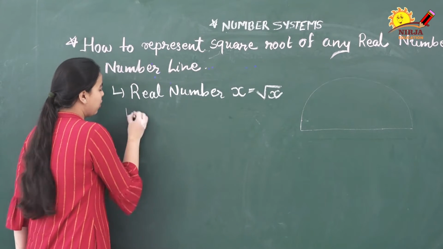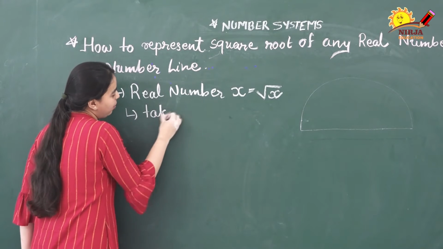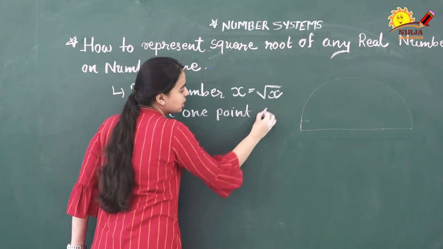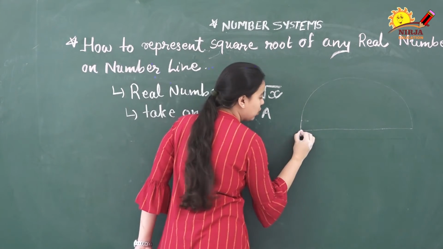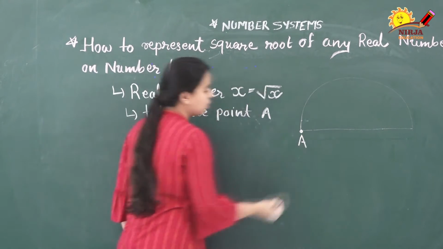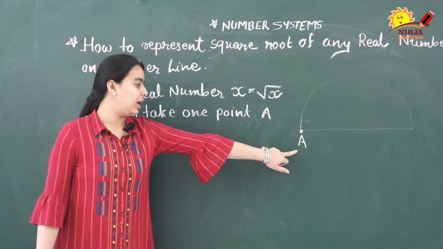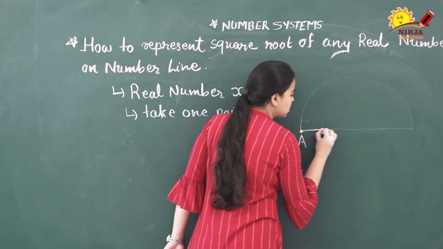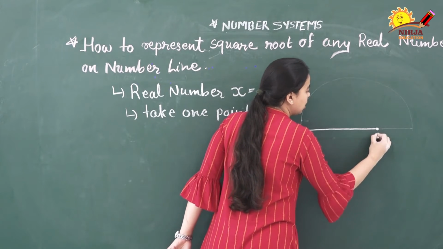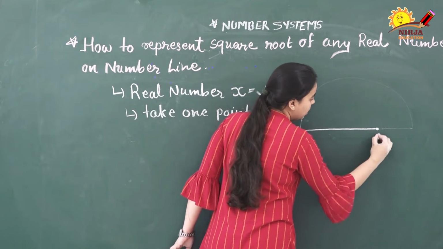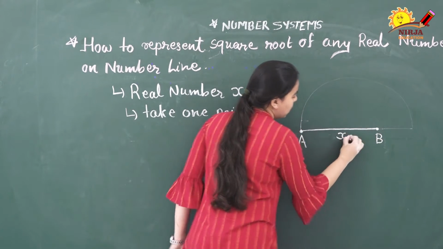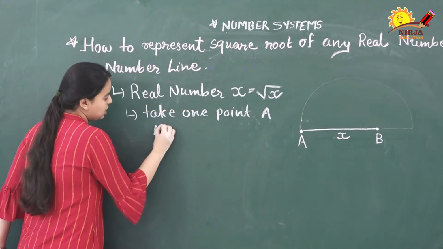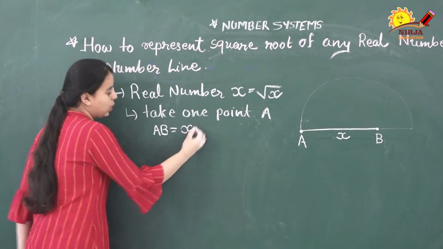For that, first you need to take one point, suppose A. Draw a line from A and take a distance x. So I am taking the distance x and drawing one line. The endpoint I am naming B. Now A and B have the distance x, so we can write AB is equal to x.